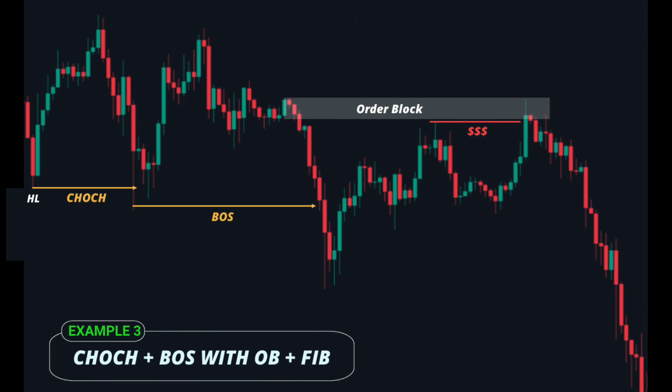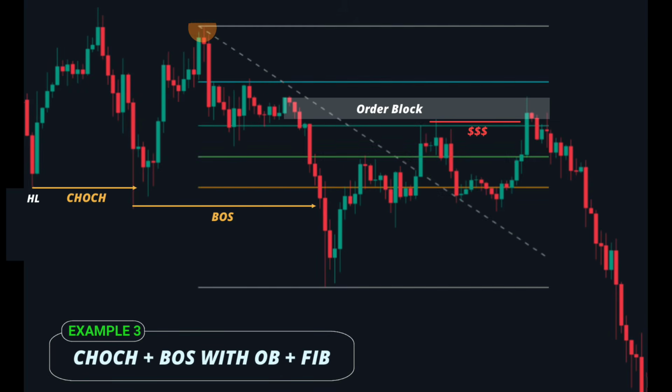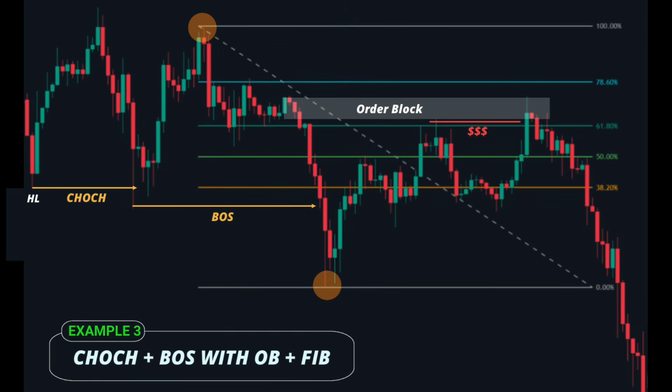To refine precision, we bring in Fibonacci. By measuring from the swing high down to the swing low of the impulsive bearish leg, we get our retracement levels. If the order block aligns with the 61.8% to 71% retracement zone, that creates a high probability confluence.